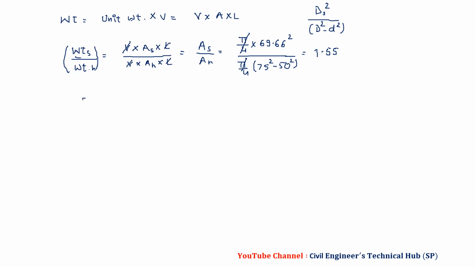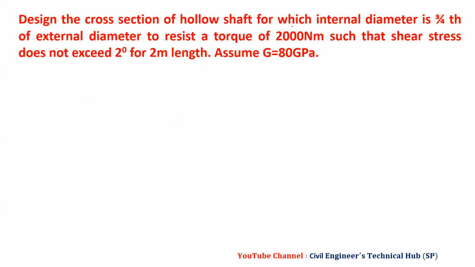in solid shaft your shear stress is 0 at center and maximum at end, so average will be half of maximum, but in case of hollow shaft we have stress between these two only. So this will be a trapezoid, and average of this is much higher than this average, and therefore hollow shafts are preferred always. Now second, design the cross section of hollow shaft for which internal diameter is 3/4 of external diameter.